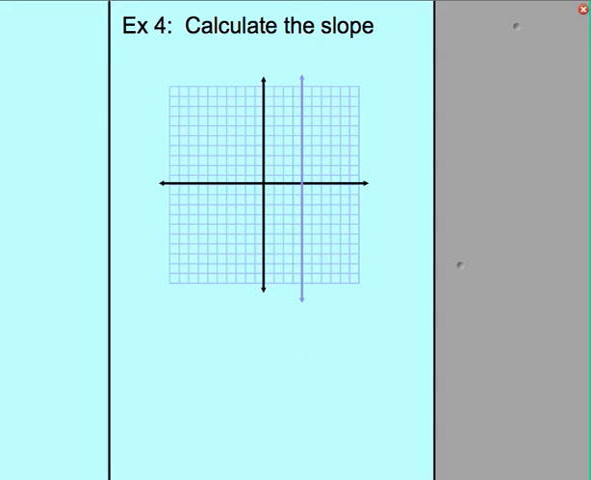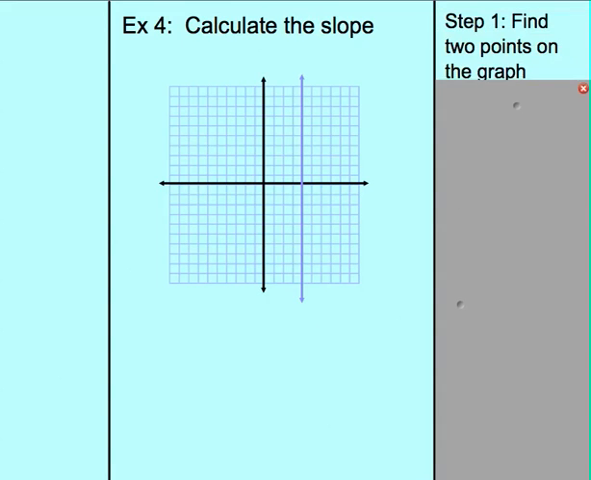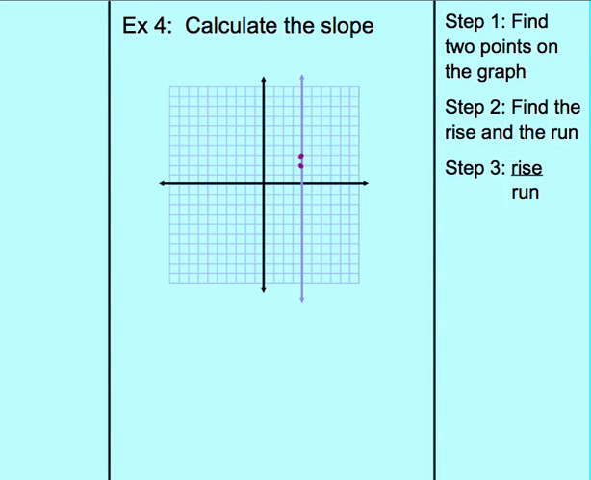One more from a graph. Again, find 2 nice ordered pairs. This is another easy one. I've got 2 right here. Find the rise and the run. In this case, my rise is 1, my run is 0. You can't divide by 0. Remember, division is the opposite of multiplication. So dividing by 0 is the same thing as asking 0 times what equals 1. Well, that's never going to happen, so that's why it's called undefined. So our vertical lines have an undefined slope.